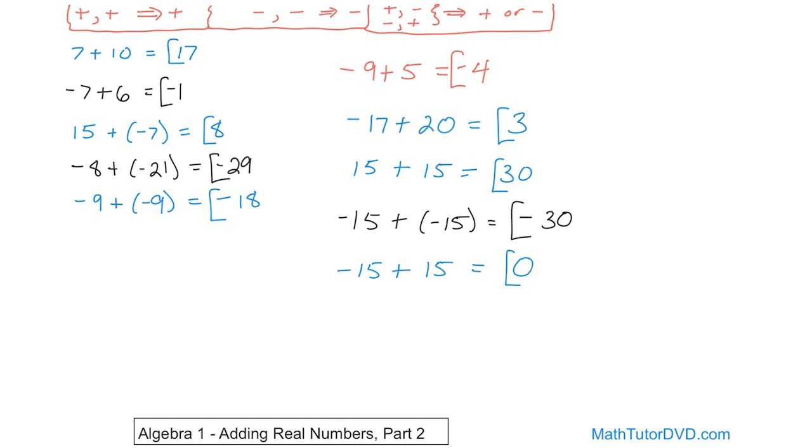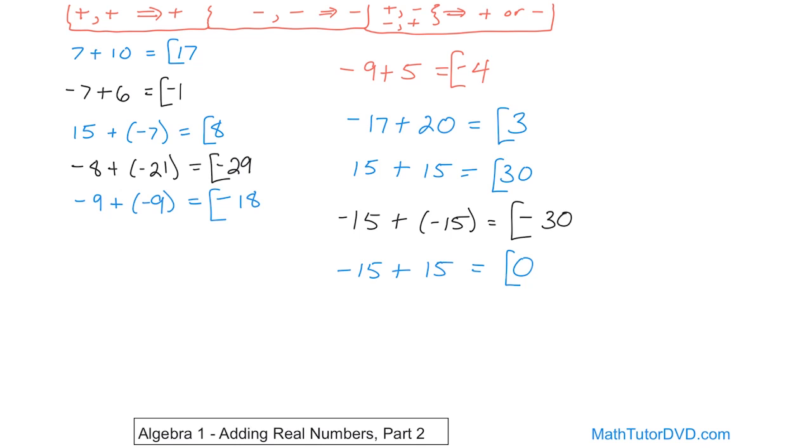So you see how we have these different categories here with 15 plus 15, negative 15 plus negative 15, and negative 15 plus positive 15. You get totally different answers in either case, just depending on the signs. So you really have to be careful when adding numbers like this to make sure that you're getting the right signs or applying the right rules.